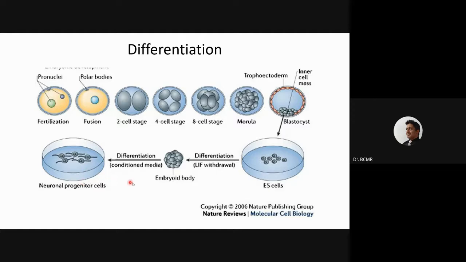You should also remember that differentiation into something like neurons happens spontaneously. That means you don't need to do anything. You keep on culturing and remove LIF. They sometimes grow into neuronal progenitors and so on. Some cell lines differentiate spontaneously, some will require conditioned media. We'll discuss more examples at a later time.